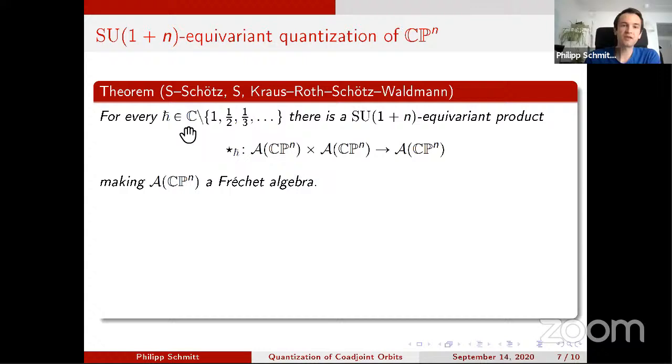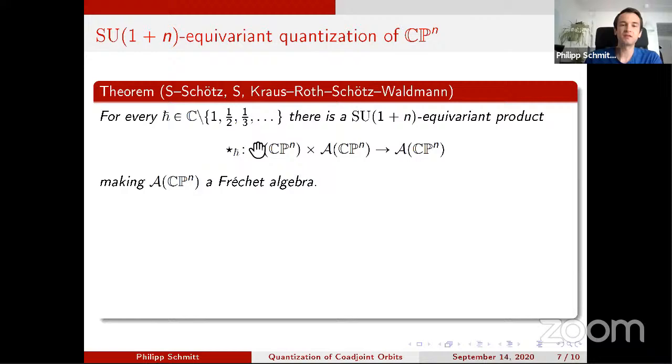What this theorem says is that for basically every value of h bar that is not an inverse of a natural number, there is some SU(1+N) equivariant product on this algebra that I just described to you. I formulated this as an existence result mainly because I don't have time to explain how this product is actually constructed in this first half of the talk. I will do that in the second half, but this is not really just an existence result. This is very explicit. We start by constructing a formal star product and then use the approach that I outlined in the beginning, so that it is well-defined on polynomials and extends to this algebra.